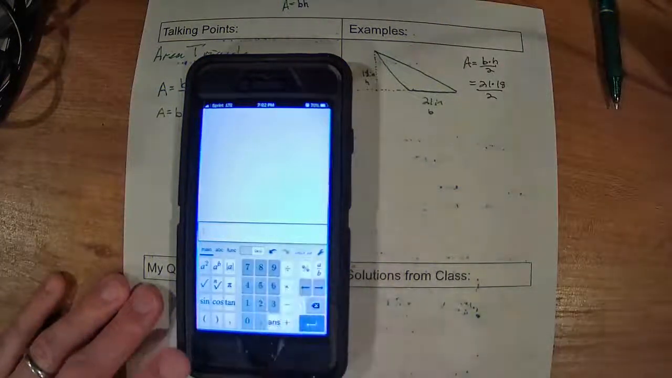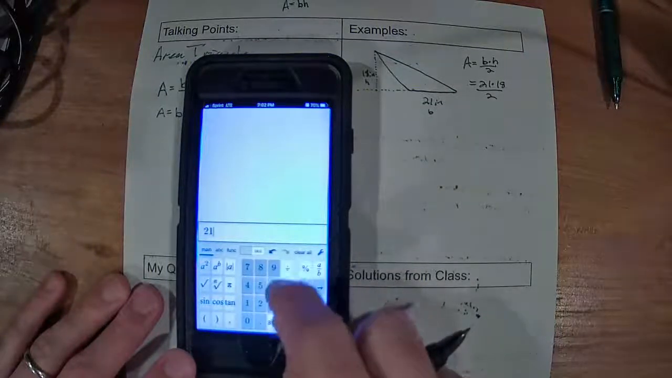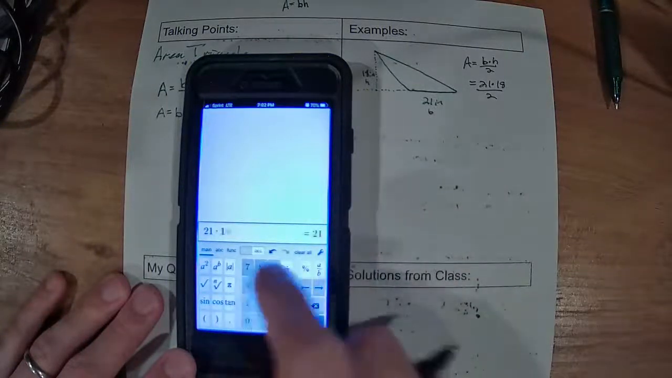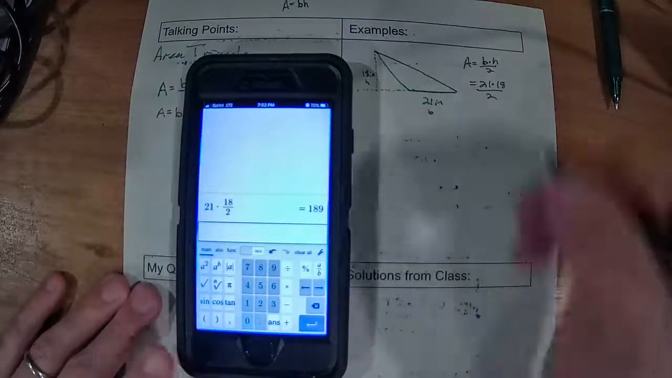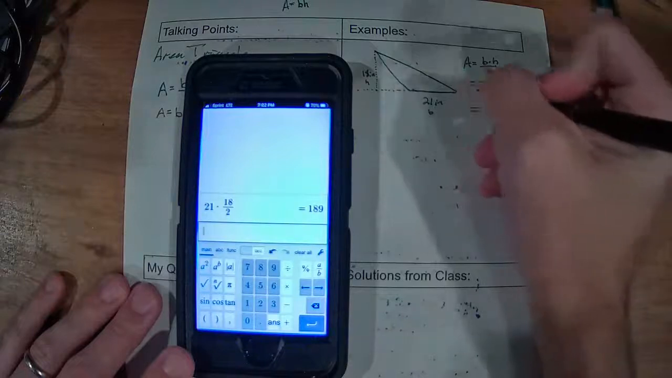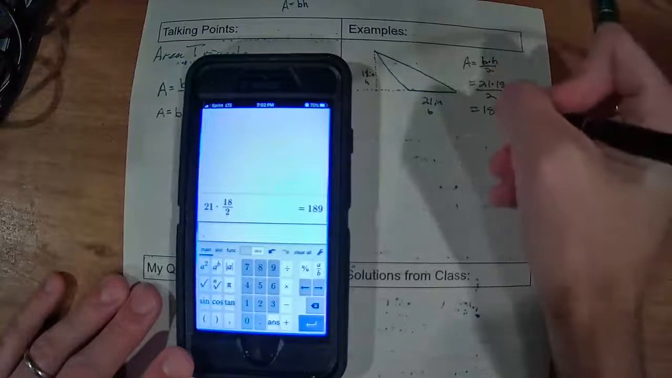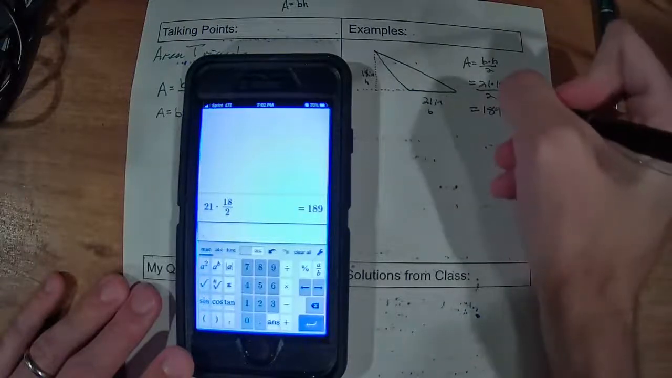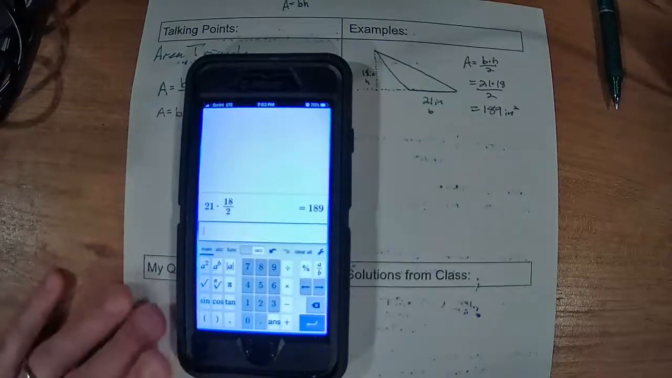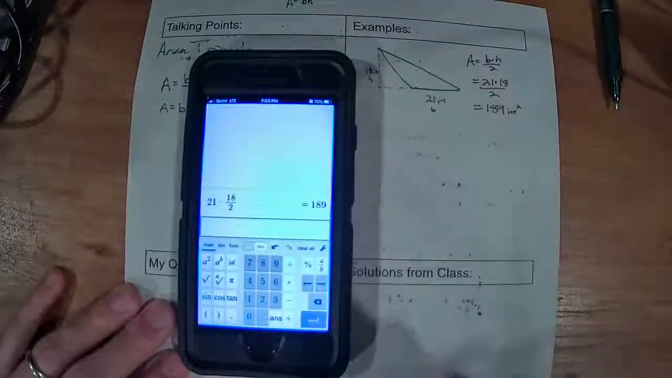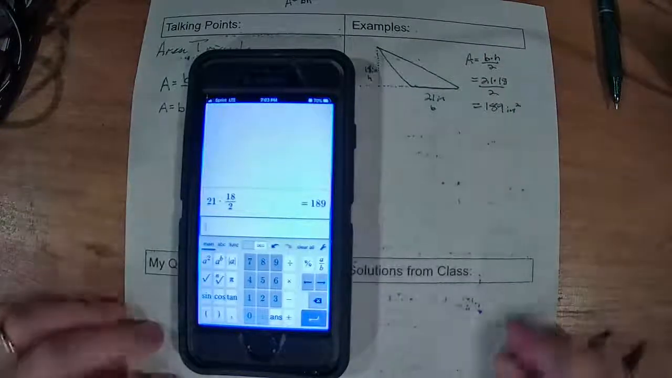So when you type that in, just type it in exactly as you see it. 21 multiplied by 18 divided by 2. And we get 189. So let's write that in. So our area is equal to 189. And remember, we got to include units. So in this case, inches squared. So triangles are pretty easy. So long as you can find a base and a height, you're golden. It's literally base, height, divide by 2. It's over.